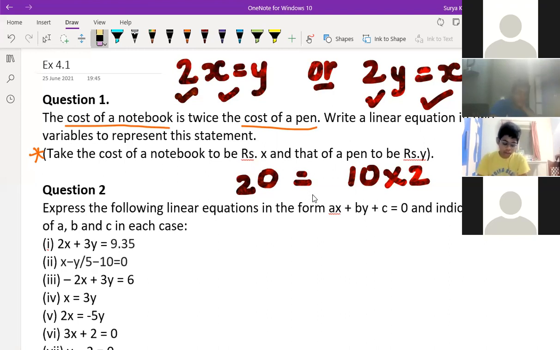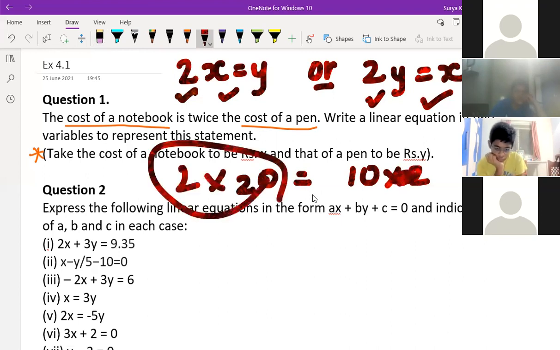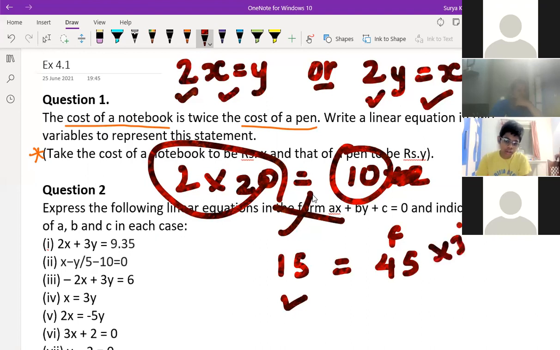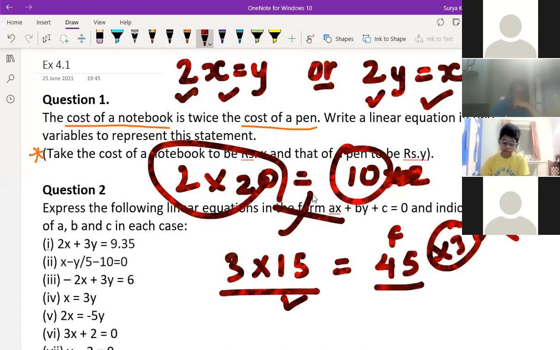Children will make a mistake. If they say twice, they will multiply here only and leave this, so this becomes 40 and this becomes 10. This is wrong. Suppose I tell you that your father is twice your age. Suppose your age is 15 and your father is 45. This is your father's age and this is your age. If I say your father is 3 times your age and you multiply by 3 here, this is completely wrong. You have to multiply your age. Then this becomes equal. Understood, children?